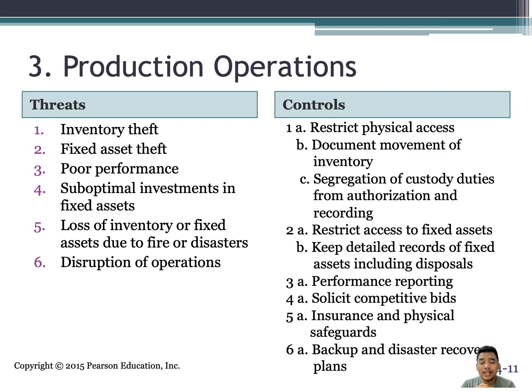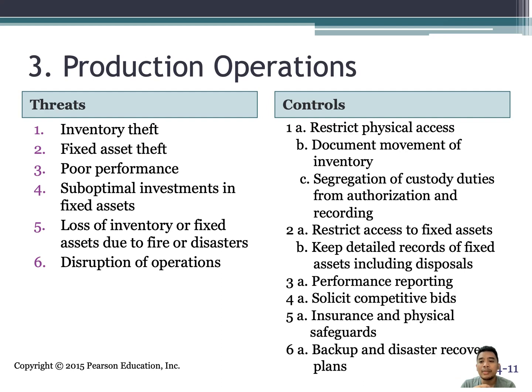We have number one, to restrict physical access. This is actually the same as in the expenditure cycle and the revenue cycle. Next is to document movement of inventory as much as possible. You need to have a perpetual inventory system, or a barcode system, or any applicable system for you to track, maybe in real time or at a slightly accurate level, inventory movement from the production warehouse to your accounting records. And next is segregation of custody from authorization and recording.